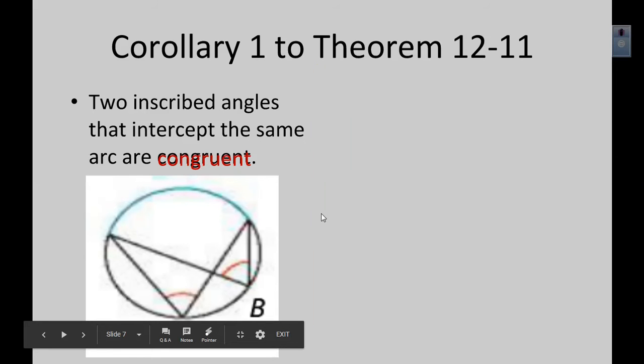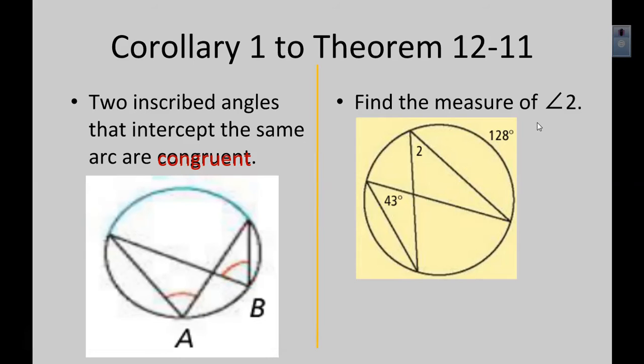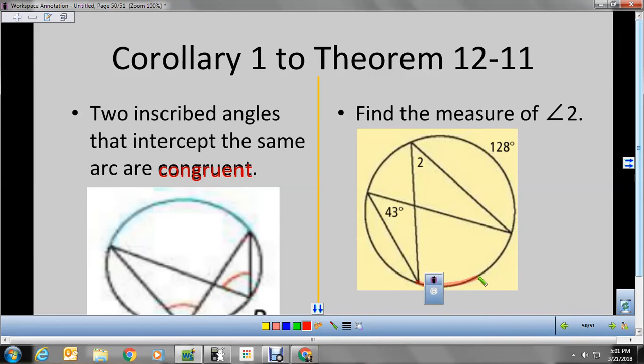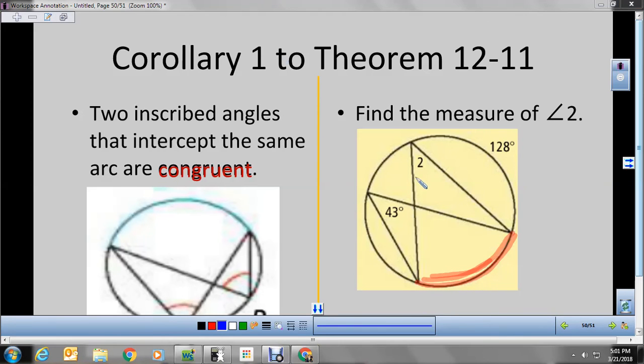So if you look at the example that goes with it, trying to locate the measure of angle 2. Now, if you look here, angle 2 opens up to this arc from here to here. Now 43 degrees, the other one they give us, opens up to the same arc. So these two both open up to the same arc, then they have the same measure, which means this one is 43 degrees.